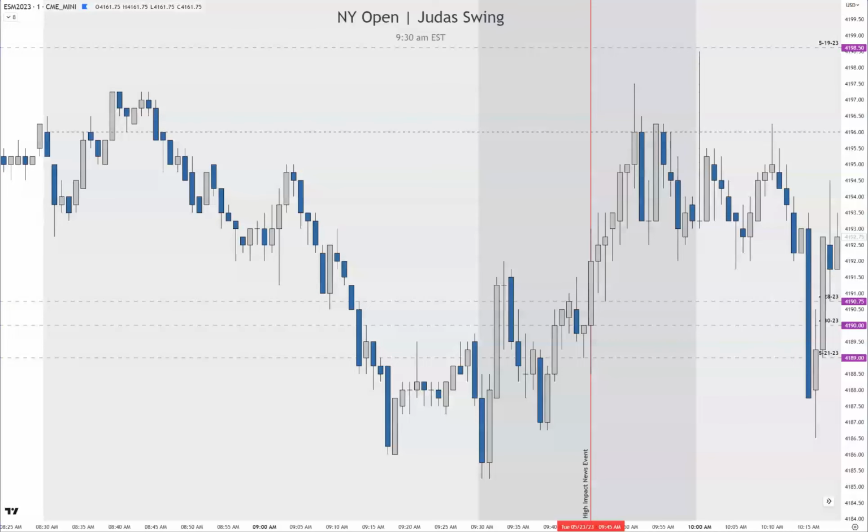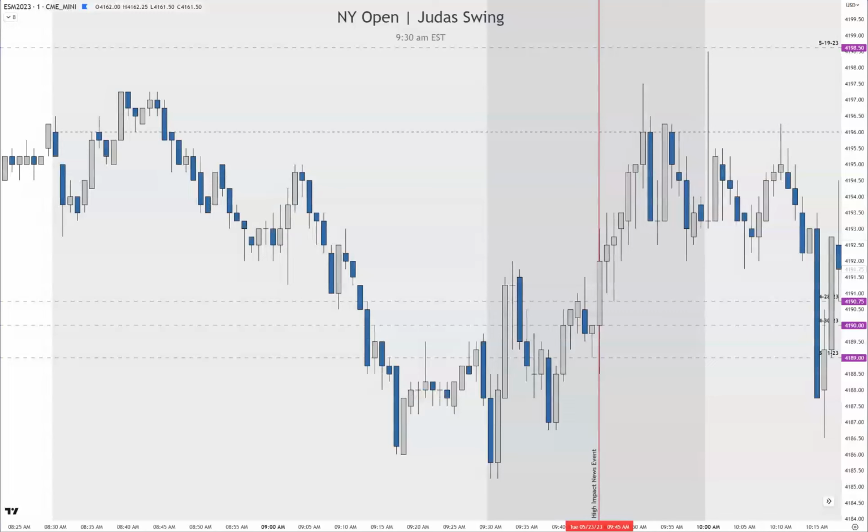Hey everybody, I want to go over the 9:30 to 10 a.m. New York opening range. I have it highlighted right here in the dark gray area, and it is May 23rd. And then we have high impact news that I have right here with this red vertical line showing you where the news is. These purple lines are new week opening gap lines. This dark black dashed line is the 8:30 opening price.